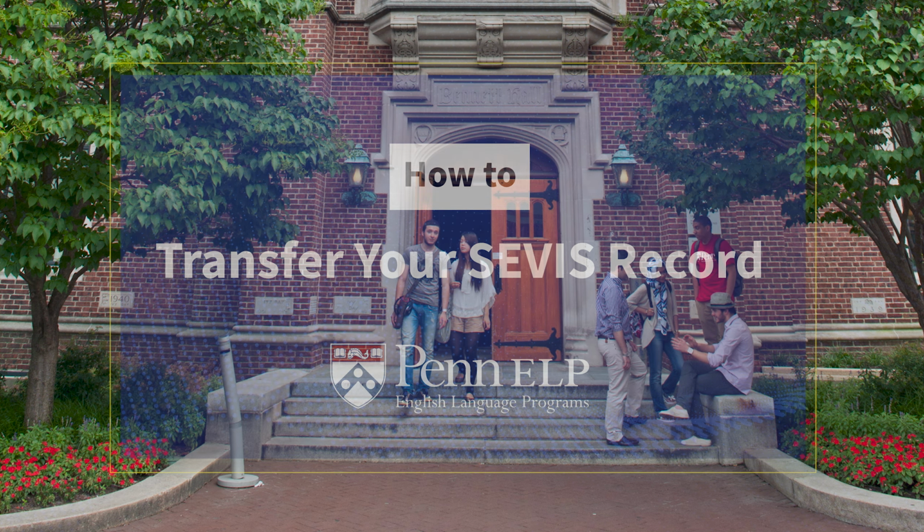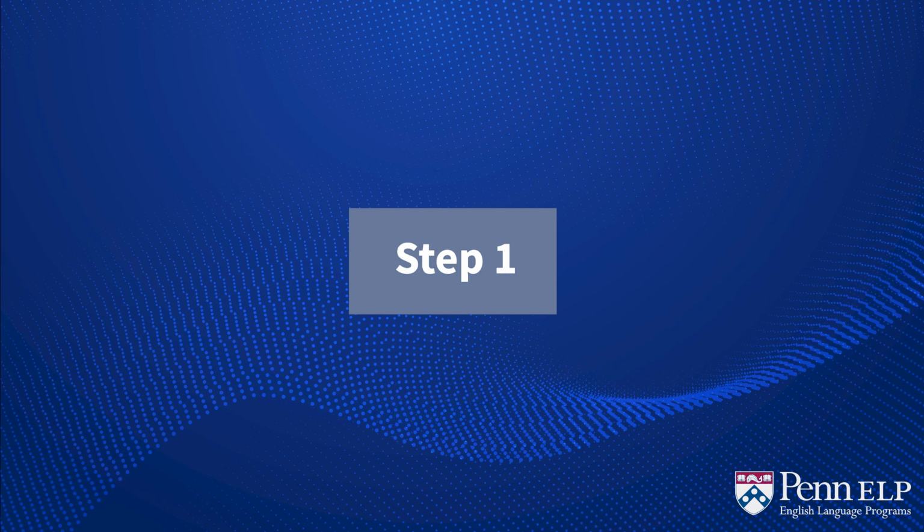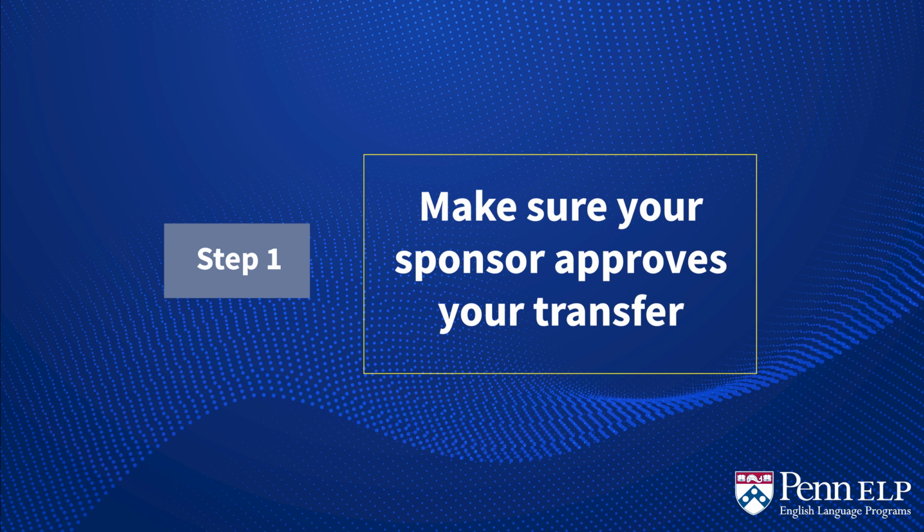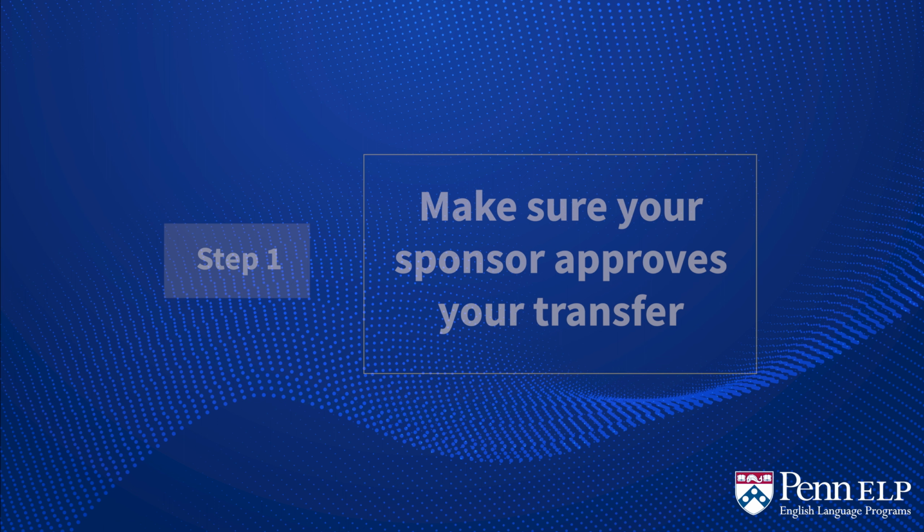Let's get started. If you are a sponsored student, the first step in the transfer process is to make sure that your sponsor approves your transfer. It is very important that the person who is paying for your program is aware of the institution you are planning to transfer to, and that they approve of your choice.